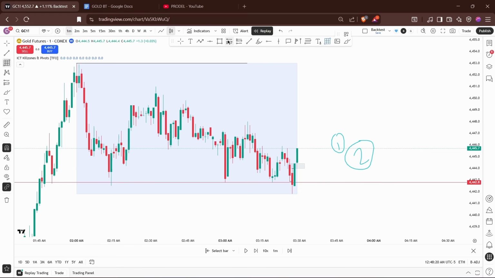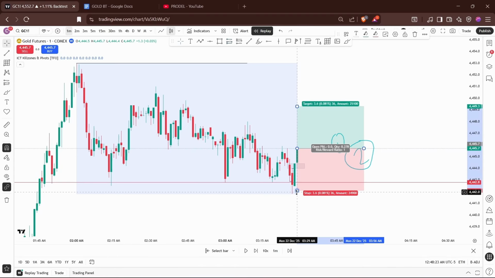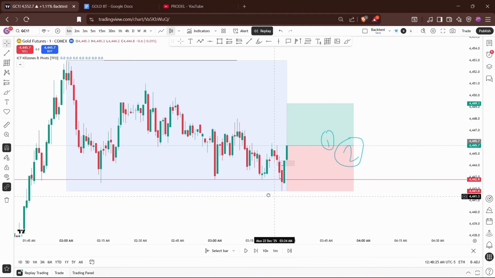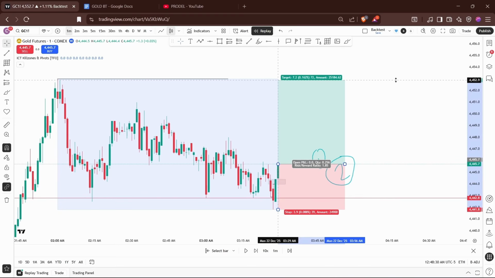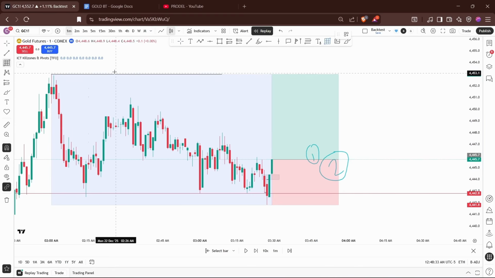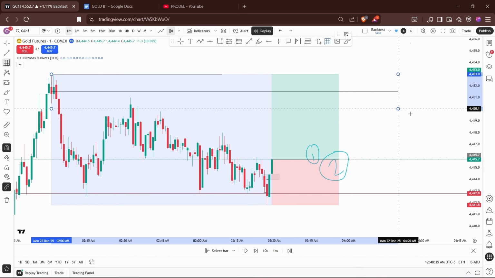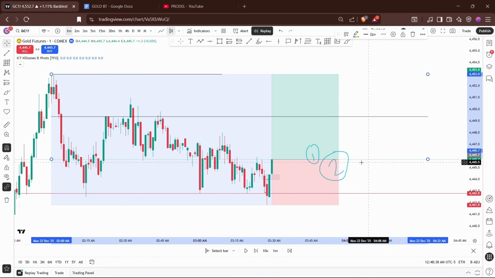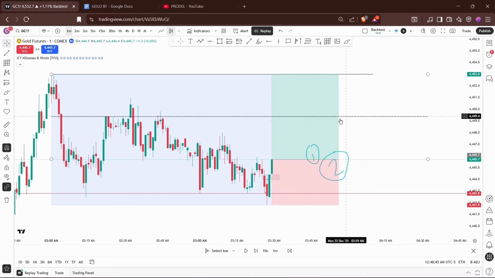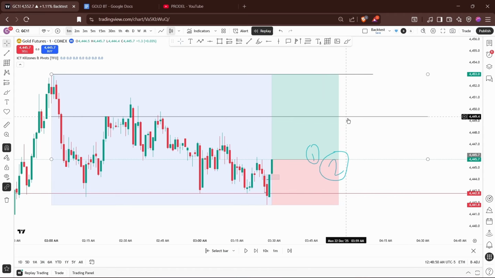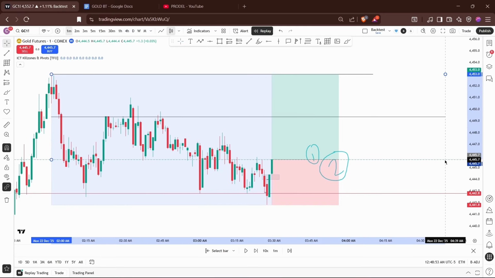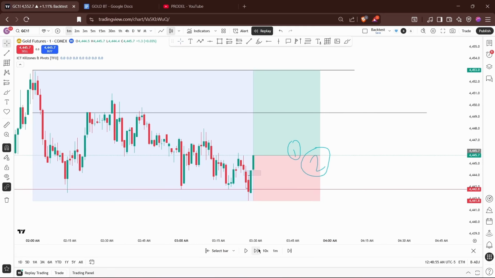Let's see first. We will take entry here, and then our SL will be at this swing low, and our TP will be at this high, which is the liquidity point, and then our break even point will be the 50% of the range, like this. This is the level where we will take the trade, and then this is the 50% level, and this is the full TP level. So we will move our SL to break even if it reaches the 50% level. Let's see how it goes.